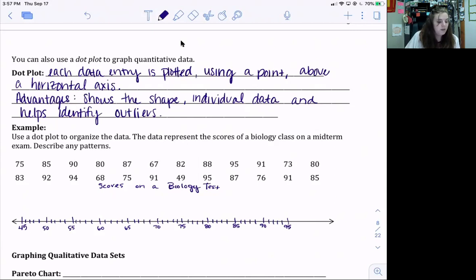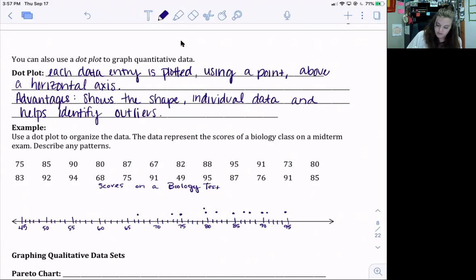Okay. Then you're going to go through and put a dot above each number. So we have 75, 85, 90, 80, 87, 67, 82, 88, 95, 91, 73, and then 80. So now we have a duplicate. So that gets stacked on top.